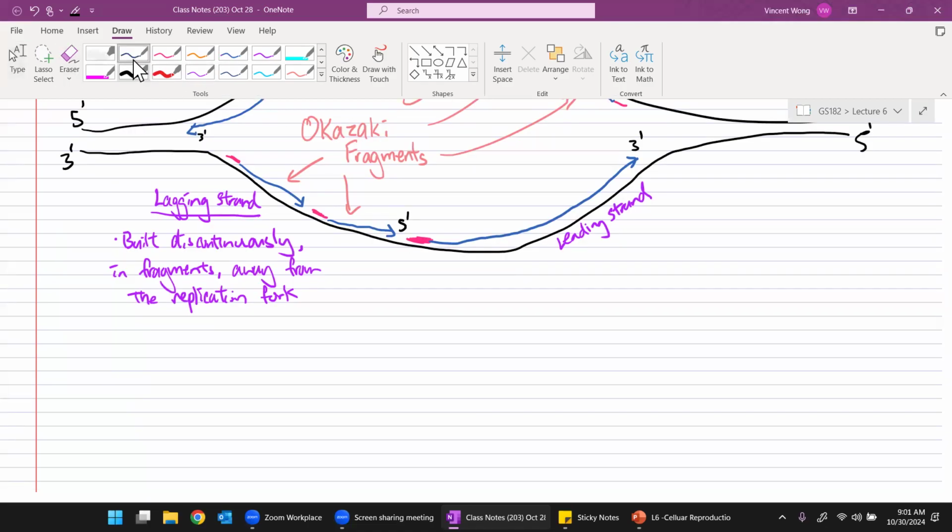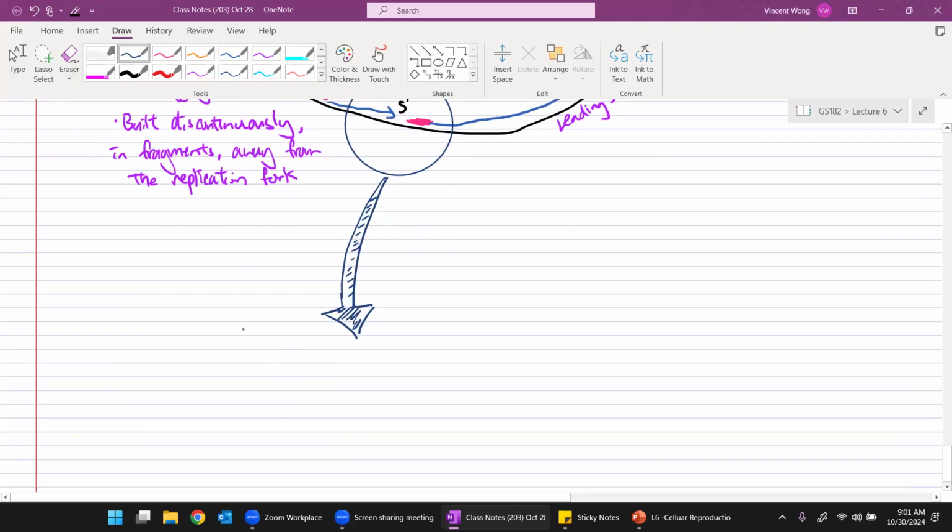Now we're going to zoom in, zoom out all the time. We're going to go over here, take a look at this part, and then zoom in. I'm just going to randomly make some letters up.